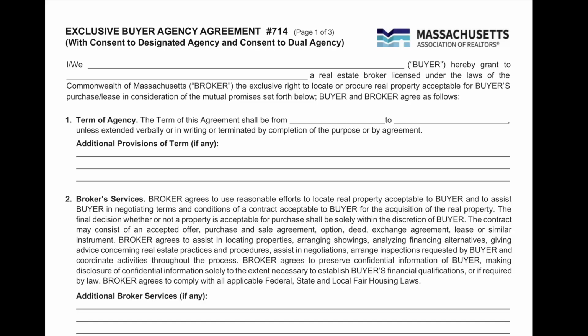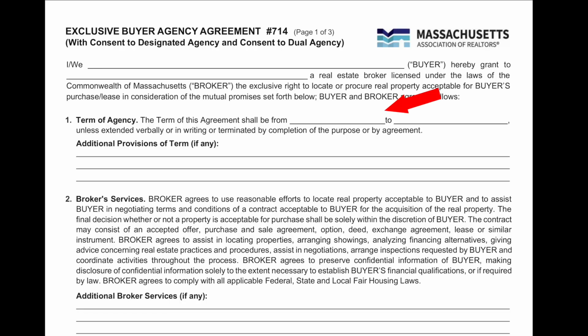Underneath that, they're going to grant to, and it's going to be the brokerage, not you as an agent, but the brokerage. So, in my case, it'll be eXp Realty LLC. Now, what I normally do is when I do eXp Realty LLC, I'll put a dash and I'll write my name. So it's eXp Realty LLC, but Luis Garcia is the agent that put this agreement together.